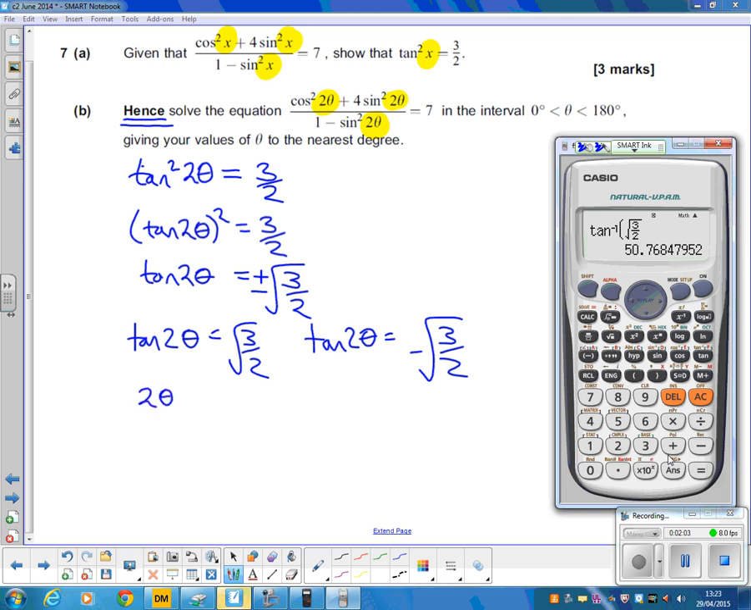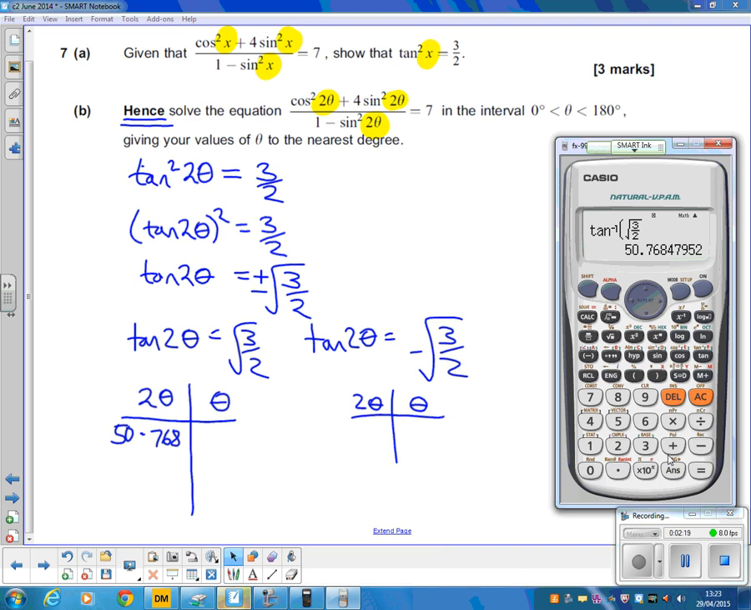So from this one, you can do it in a table, you can do it in the line. I've got 2 theta is 50.768. And then from the other equation, I do the same thing again with, there we go, negative. That tells me the answer is negative 50.768 degrees.